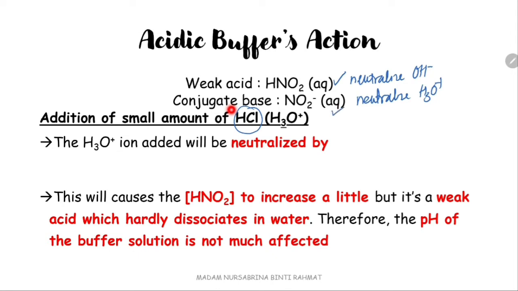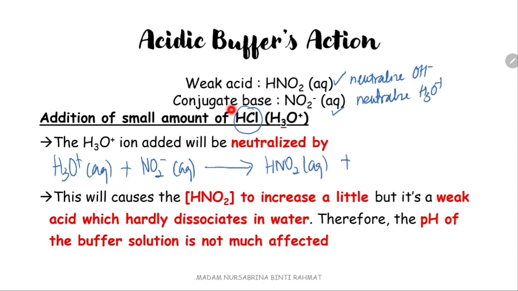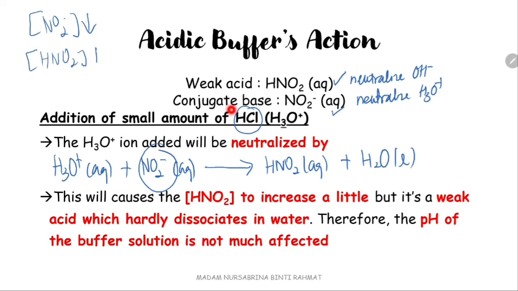Let's write down the neutralization reaction equation between H3O+ and our conjugate base NO2-. This one is a complete reaction. It is going to produce our weak acid HNO2 plus H2O, water in the liquid state. From the neutralization reaction, we are using up our conjugate base, so the concentration of NO2- decreases, but the concentration of our HNO2 increases.